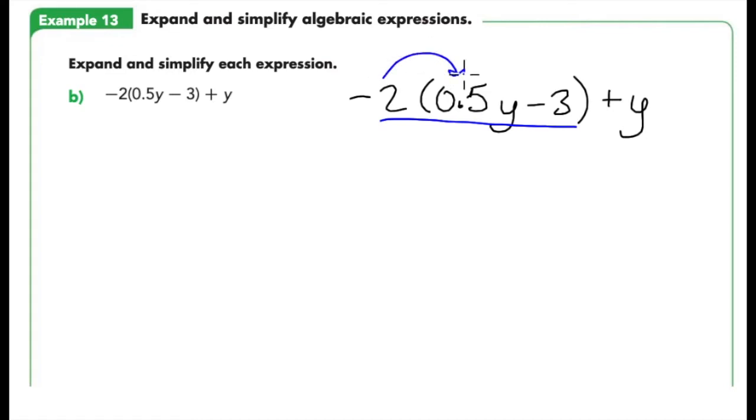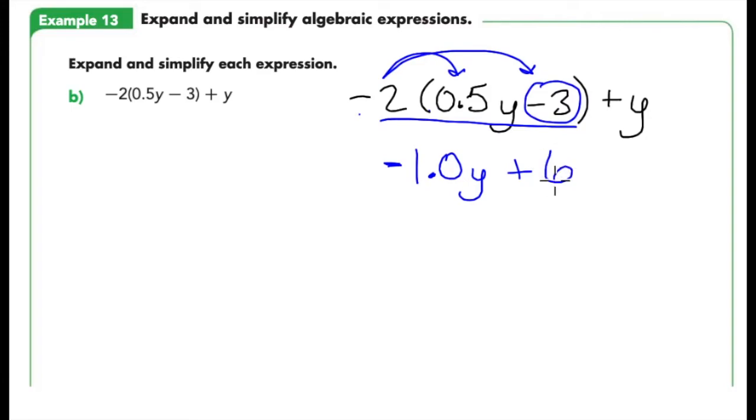We have a negative 2 times 5/10. 2 times 5 is 10. There was 1 decimal place, so that would be 1.0y or 1y, and it was a negative times a positive, which makes this a negative 1y. Now inside our parentheses, we're left with a negative 3. So we have a negative 2 times a negative 3, which leaves us with a positive 6. And then we carry down our plus y.